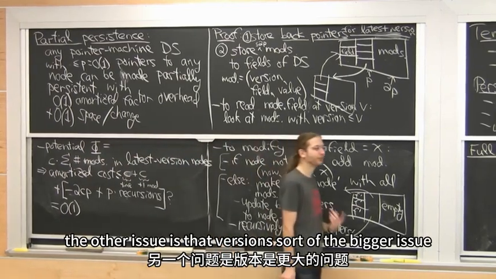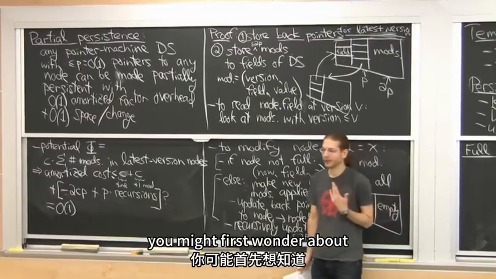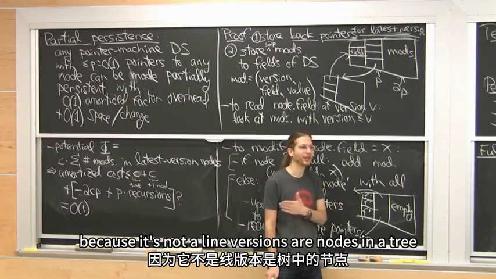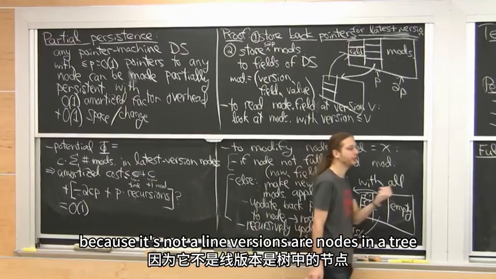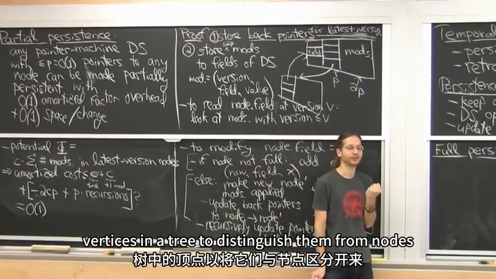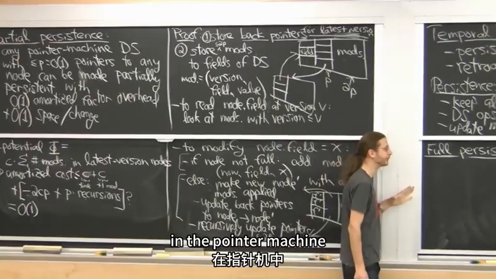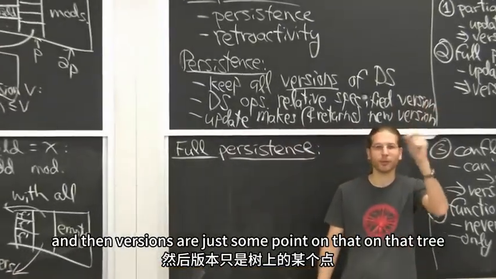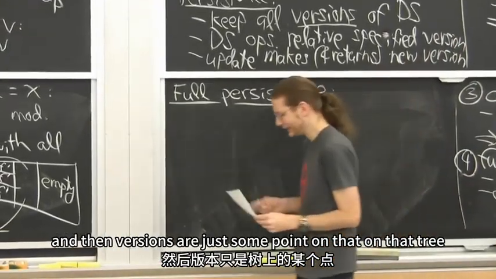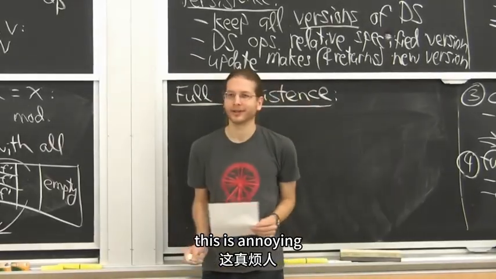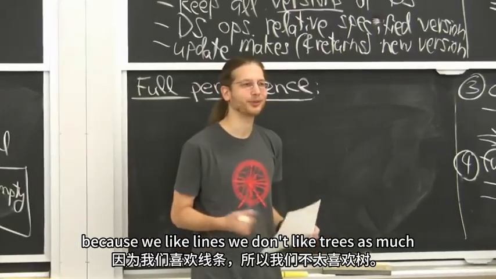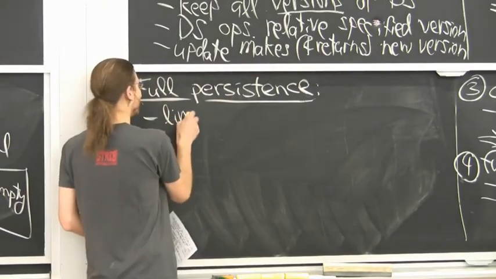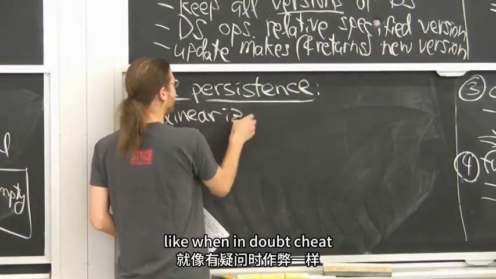The other issue, the bigger issue you might first wonder about, and it's actually the most challenging technically, is versions are no longer numbers, because it's not a line. Versions are nodes in a tree. You should probably call them vertices in a tree to distinguish them from nodes in the pointer machine. Okay, so you've got this tree of versions, and then versions are just some point on that tree. This is annoying, because we like lines, we don't like trees as much. So what we're going to do is linearize the tree. Like when in doubt, cheat.